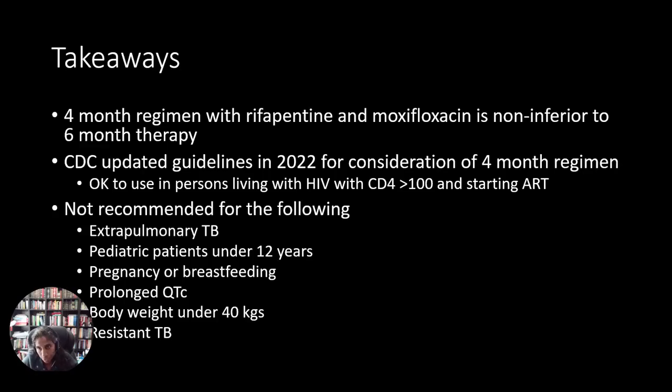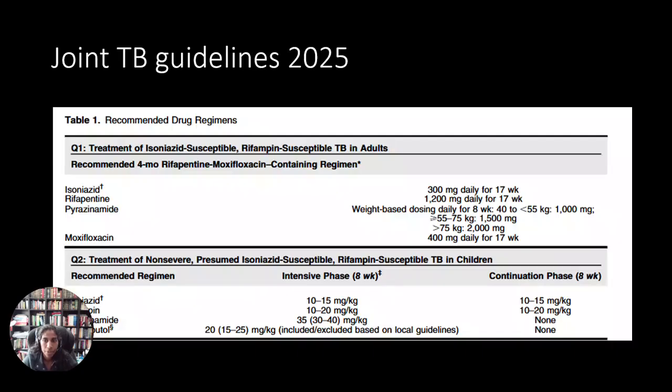However, this 4-month regimen should not be recommended for the following: extrapulmonary TB, as those patients were not enrolled in this study; pediatric patients; pregnancy or breastfeeding; prolonged QTc; body weight under 40 kilograms; and resistant TB. So you can see here the joint TB guidelines were updated in 2025, showing that the 4-month rifapentine moxifloxacin containing regimen is an acceptable treatment option for those with pulmonary TB.